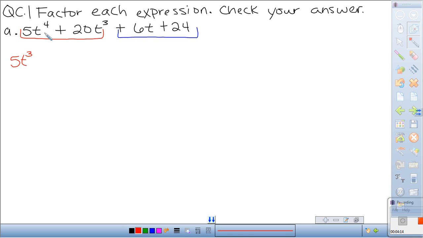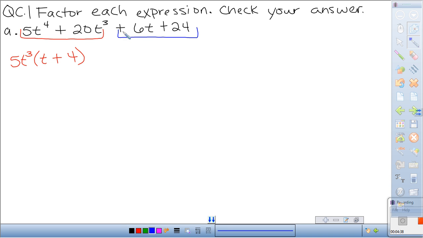And you'll notice that if you look at your variable and the exponent on your variable for each term, you're always going to use the lowest exponent on your variable, so t cubed. And then 5t cubed times t would give me 5t to the 4th. 5t cubed times plus 4 would give me 5t cubed times 4, 20t cubed.